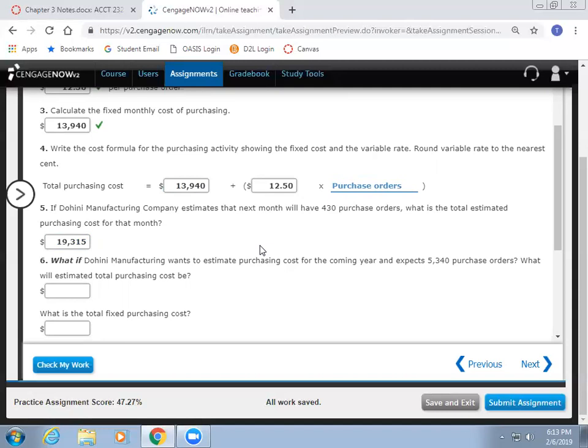So if it says for the year, make sure that you extrapolate out those fixed costs for the entire year, because that is just for 1 month. So what is my estimated total purchasing price for the whole year? $234,030. Okay, thank you.